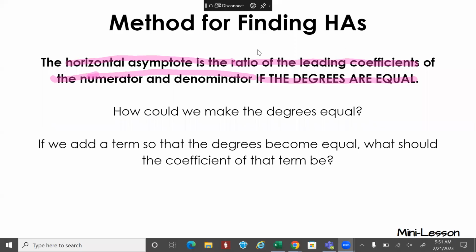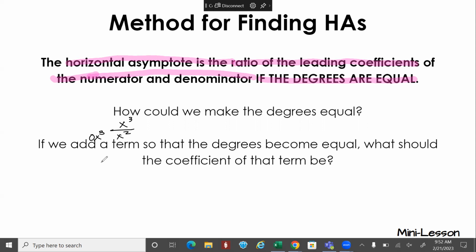So the question becomes, all right, are you ready? The question becomes, how do we make these degrees equal? Okay, so like if I have something like this, how do we make these equal? Well, if we add a term so that the degrees become equal, what should the coefficient of that term be? So if we had something like this, we would want the bottom to have a degree of 3 as well, right? So I could add a 0 next to the third. Now we have the degrees are the same.